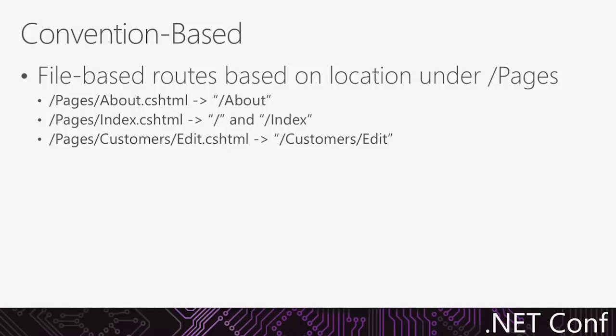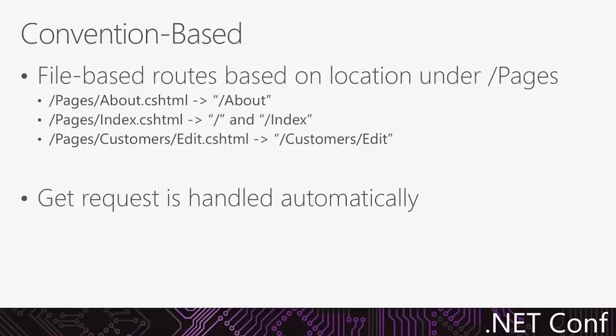Within each Razor page, we talked about they have handlers for the verbs. If you don't need to perform any logic, the get handler will be handled for you automatically. So you don't have to specify an onGet handler if all you're going to do is return back that page.